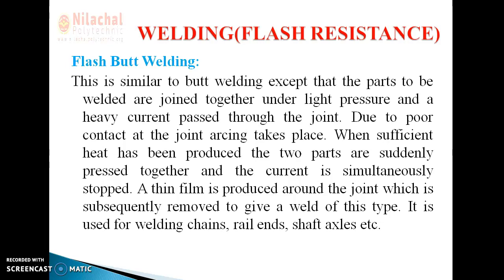A thin film is produced around the joint, which is subsequently removed to give a weld of this type. It is used for welding chain, rail ends, shaft, axle, etc.